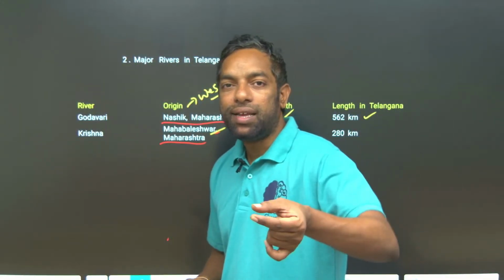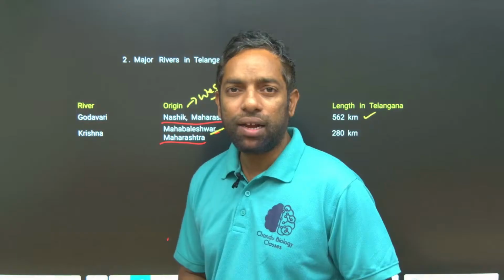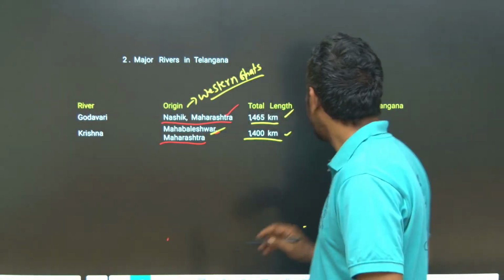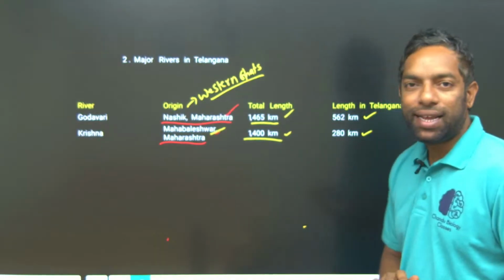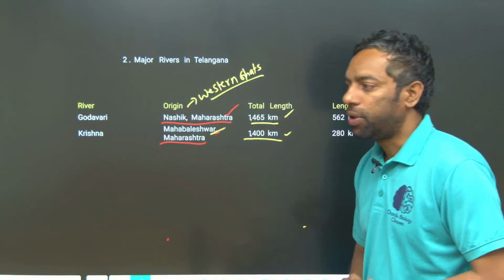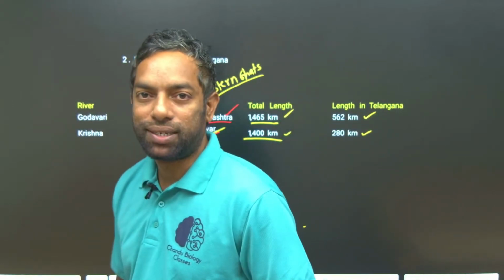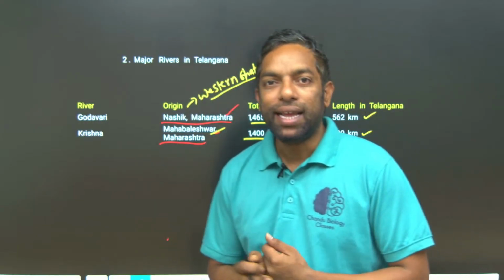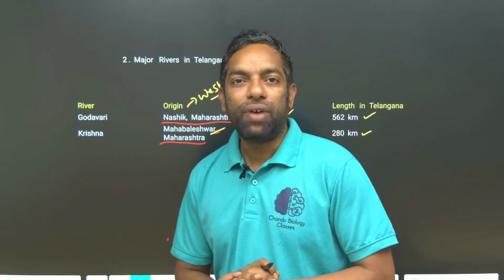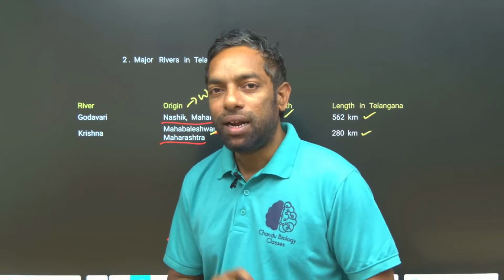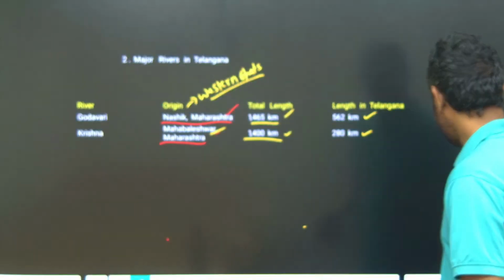The length of the Godavari in Telangana is about 560 kilometers. The Krishna flows 280 kilometers in Telangana. So the Godavari flows about 560 kilometers and the Krishna about 280 kilometers in Telangana, and there are a number of projects we are going to discuss in today's class.